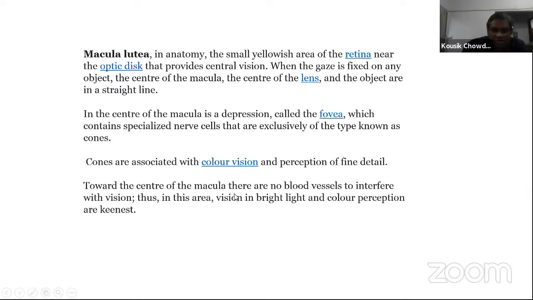Toward the center of macula, there are no blood vessels to interfere with vision. Thus, in this area, vision in bright light and color perceptions are keenest. So, it is the important structure that is the center part of the retina, which is called macula lutea. This is a very important part of the retina because details will be seen by the macula lutea of the retina. And cone cells are present in the macula lutea. So it is responsible for color vision and perception of fine detail.